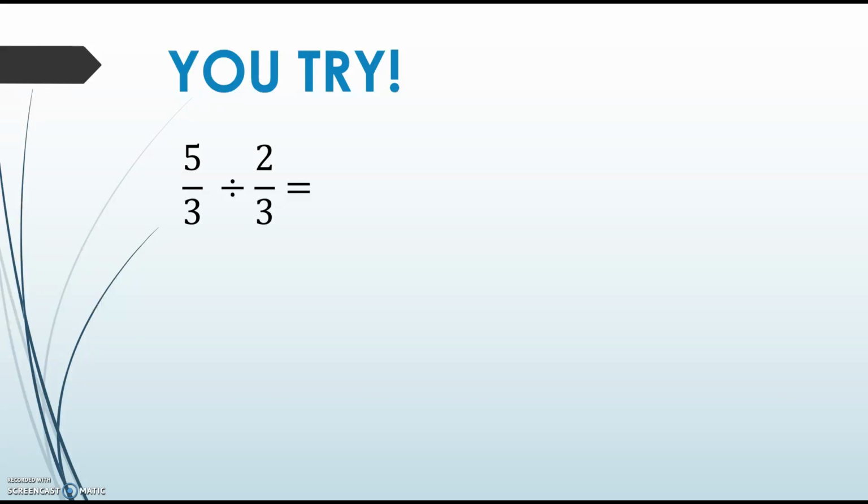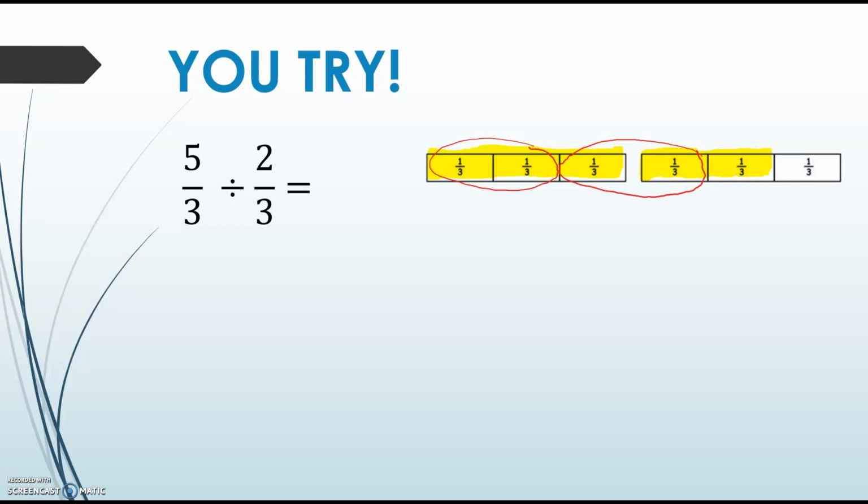Now, why don't you try this strategy here? See if you can make a model, pause the video for a minute, try to come up with the answer, and then you can hit play to see if you are correct. So my model here shows 5/3. 5/3 is a little bit more than 1, so I have more than 1 fraction strip. You can see here I've highlighted 5 of the thirds.